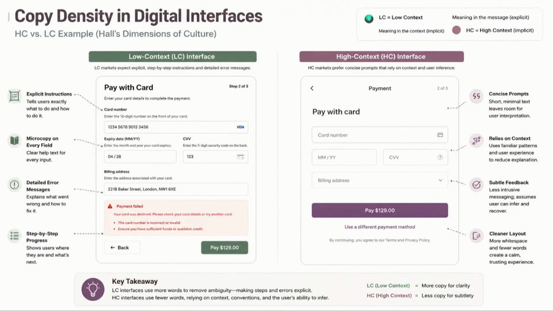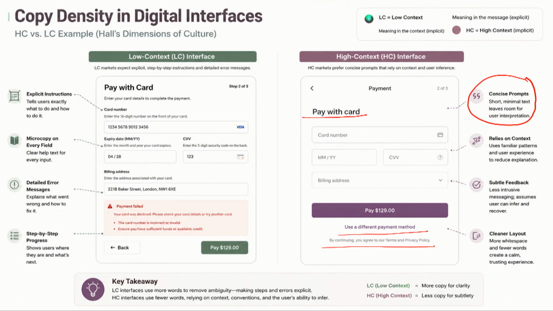Copy in the sense the text that is going into it. High context culture, you have to have conclusive prompts. Short, minimal text leaves room for user interpretation. So say for example, pay with card. Use a different payment medium. By continuing, you agree to our terms and privacy policy.